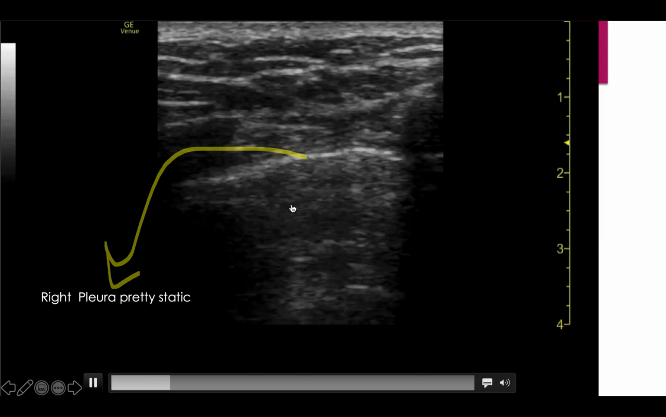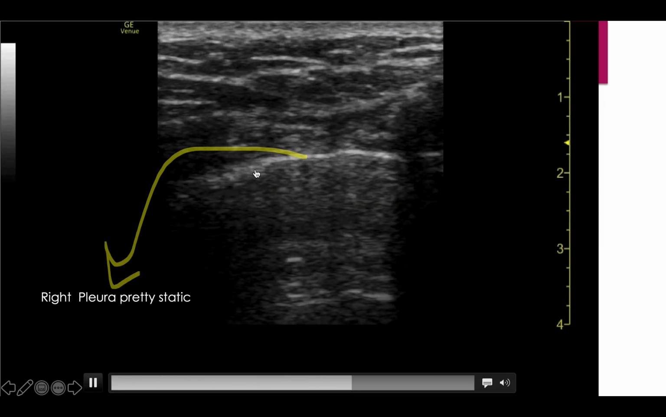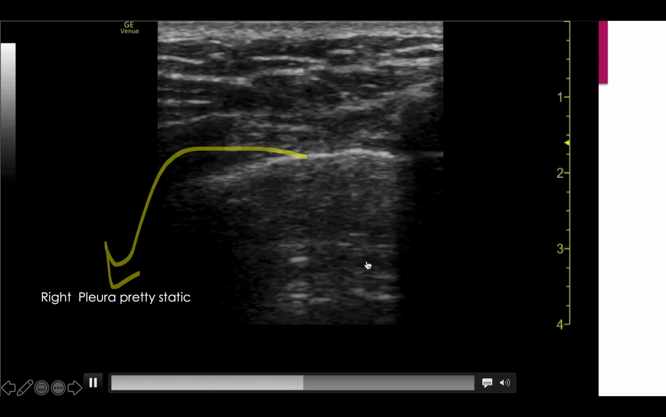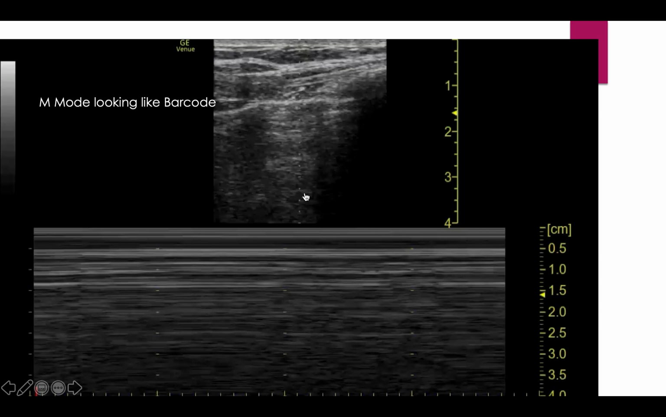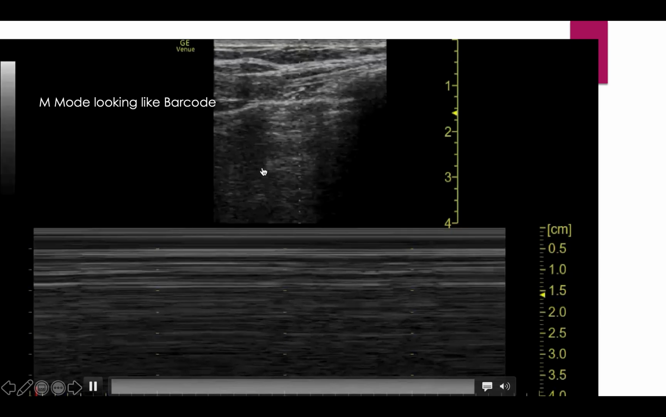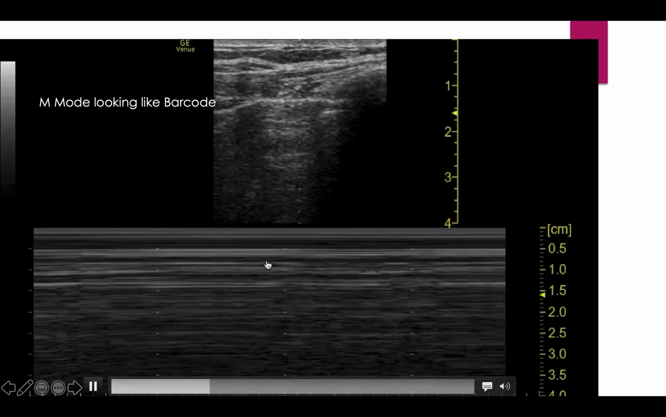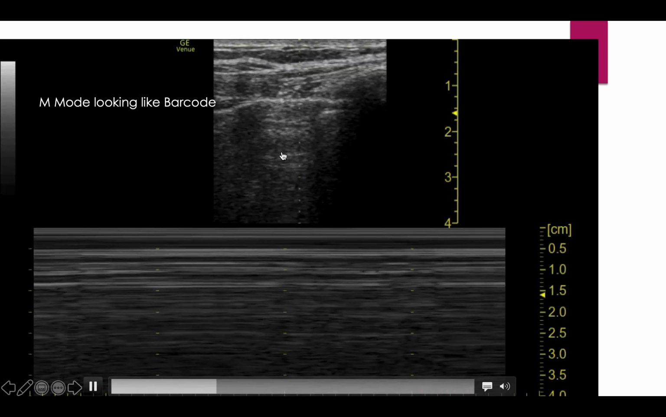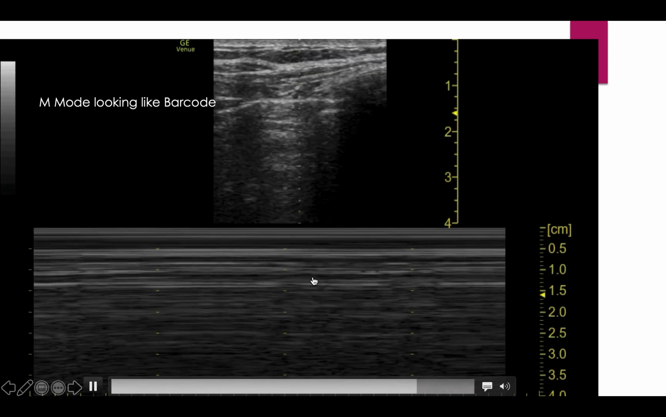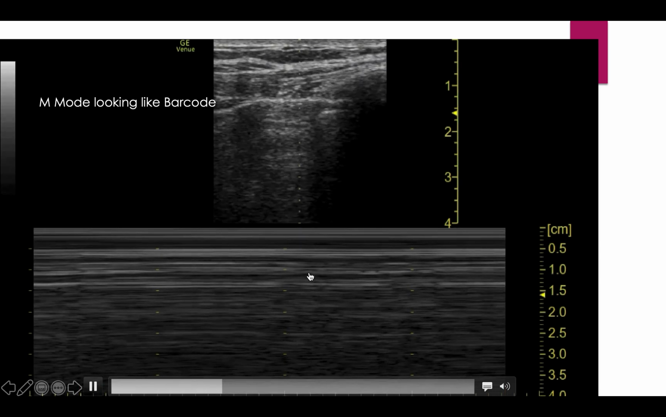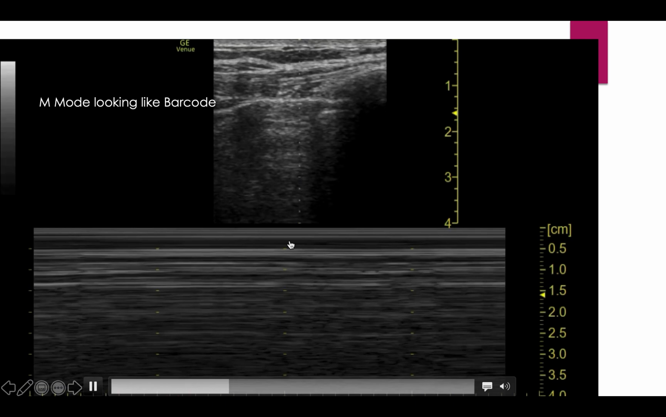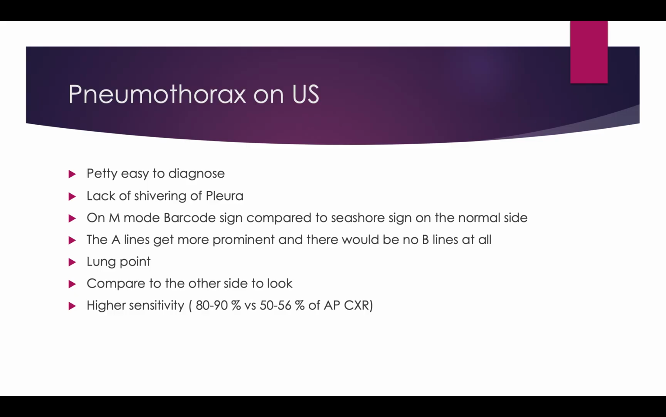When you go to the other side where the pain was, the pleura looks quite static. It's not moving, is it? A line's still there. And when you look at the M mode, it looks completely different to the other side. You can argue the A lines are more prominent, and you see what looks like a barcode, which is actually called a barcode sign. Pretty easy, isn't it?